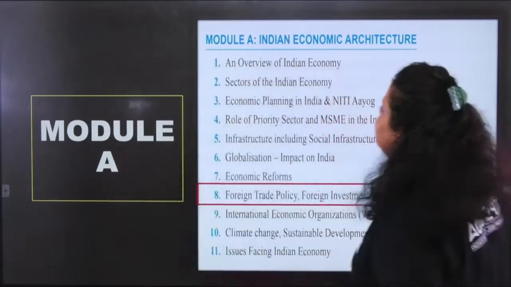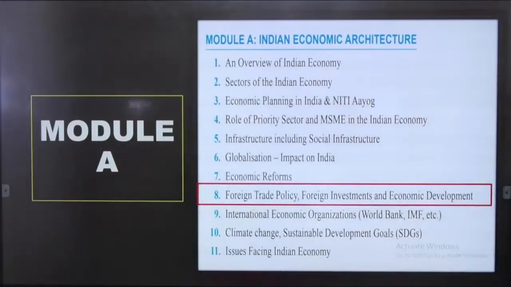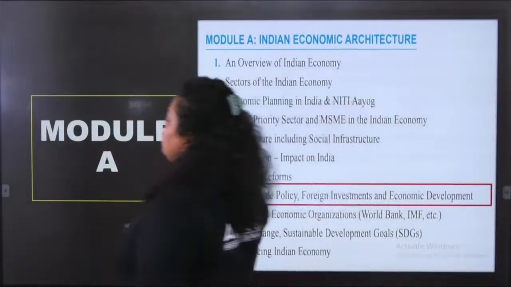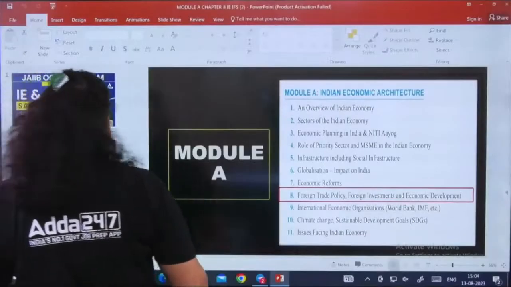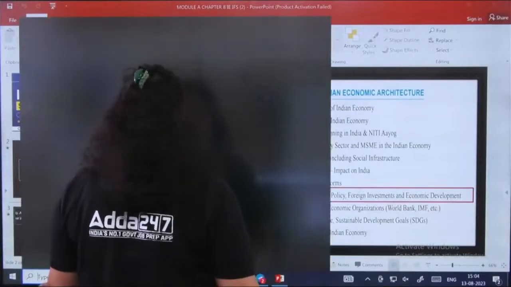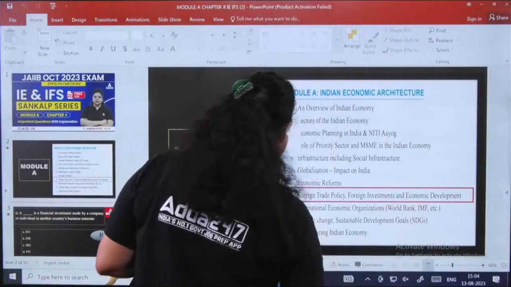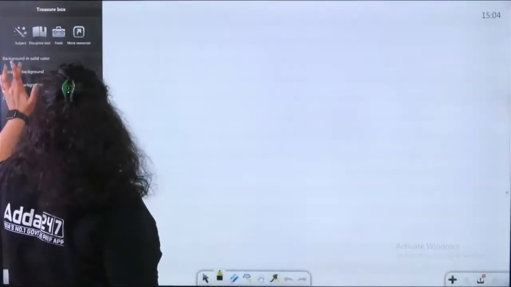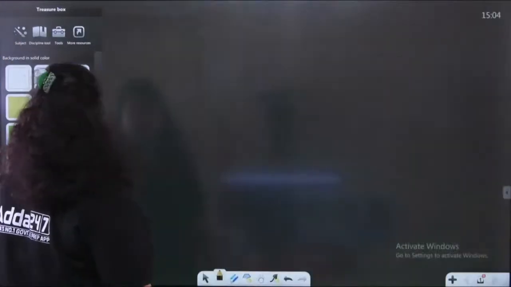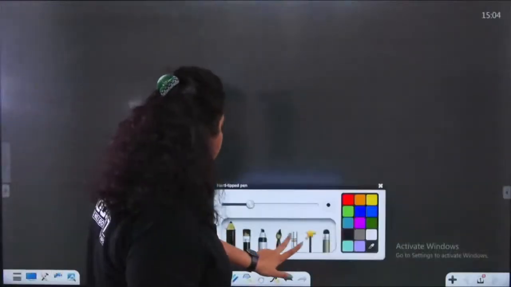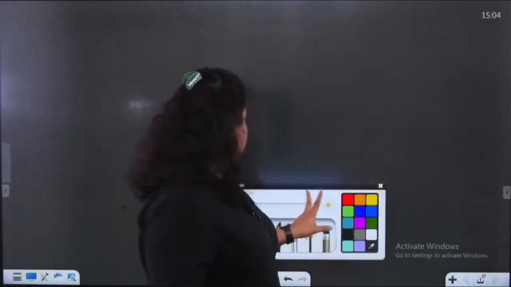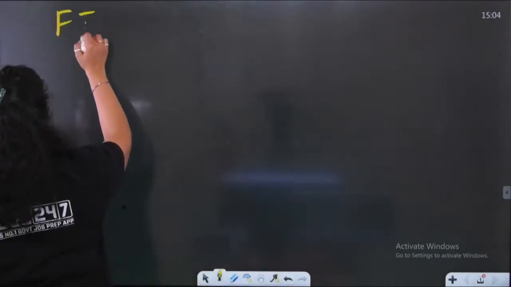Okay, so let's start. First we are going to talk about foreign trade policy, foreign investment and economic development. Before moving towards the questions, let's first understand what these three terminologies actually mean. Let's have a certain understanding about that, then we will cover the rest. As you can see, first we are talking about foreign trade policy. You can call it FTP, foreign trade policy.